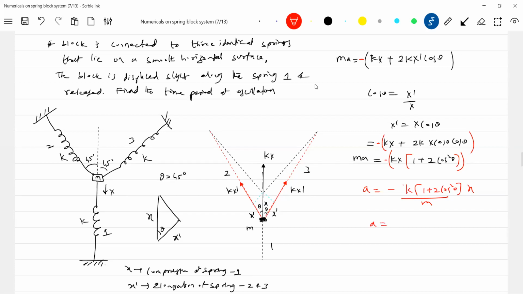Let's substitute that value. Cos square theta is 1 by root 2 whole square. So this will become 2k by m. So what is the time period? T equal to 2 pi root of m by 2k.